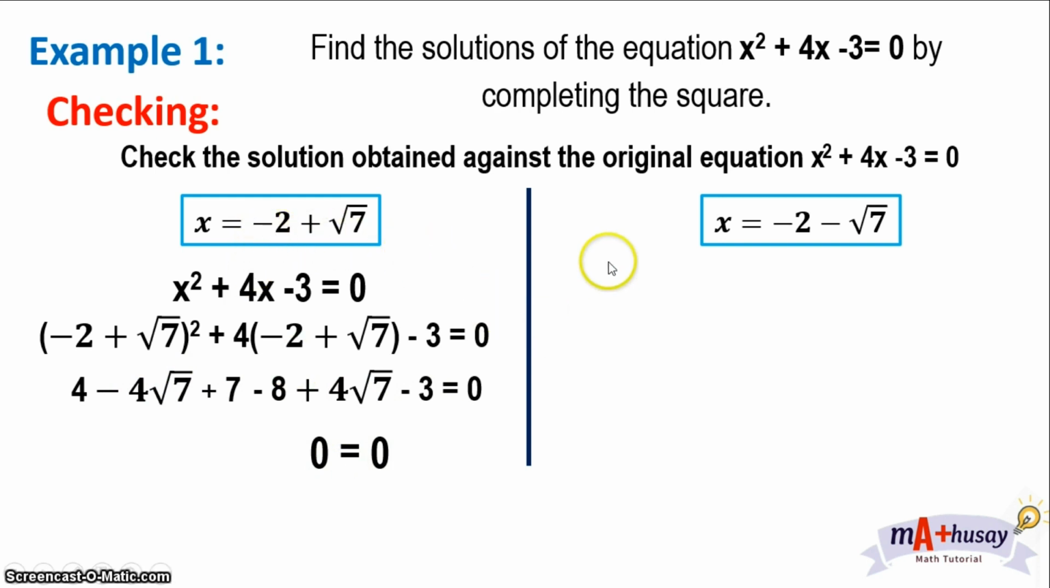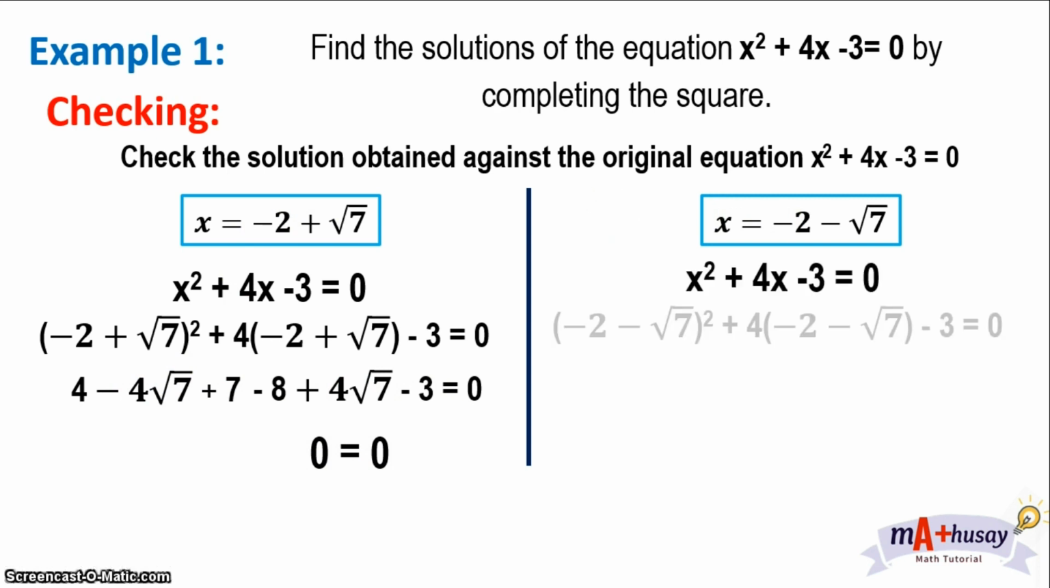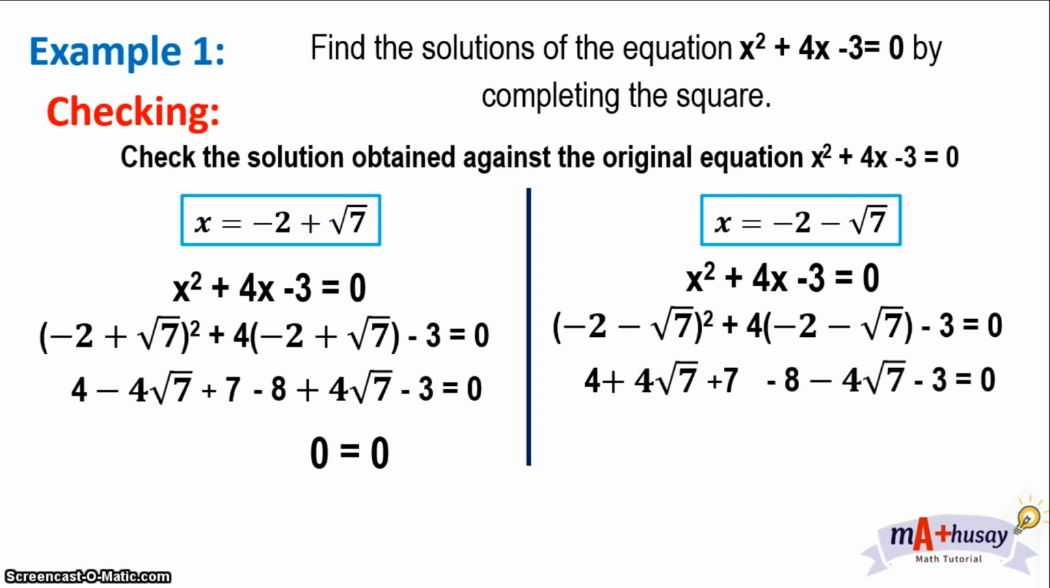The same process will be done in checking if x equals negative 2 minus square root of 7 holds. So again, we substitute it. Same process. Then, we get the square, so we have 4 plus 4 square root of 7 plus 7. Then distribute 4. So 4 times negative 2 is negative 8. Then 4 times negative square root of 7 is negative 4 square root of 7, minus 3 equals 0.